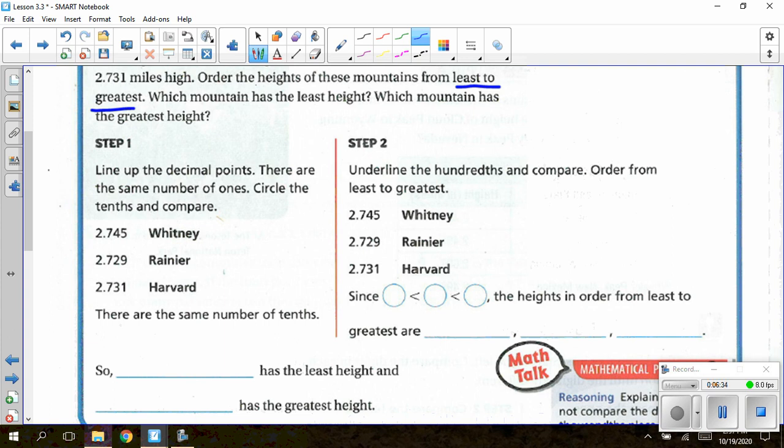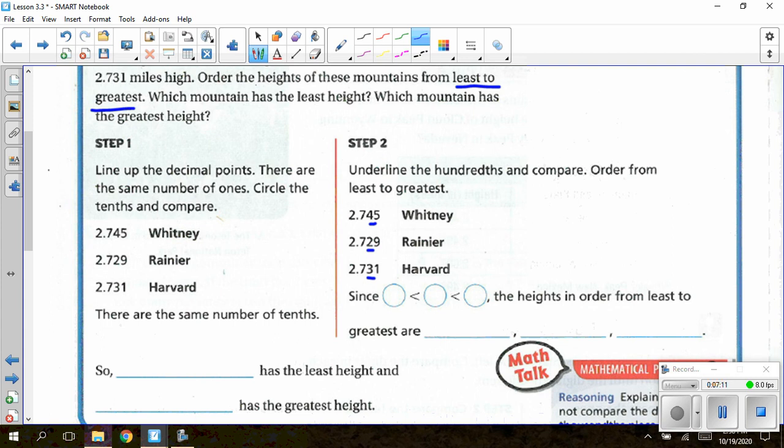So I noticed that in step 1, looking at all their ones place, they all have a 2. And then also looking at the tenths place, they all have a 7. So now I want to look at the hundredths place. On step 2, I see that the hundredths digits are all different. So I need to order my hundredths digits from least to greatest, because they are asking us to have our final answer going from least to greatest.